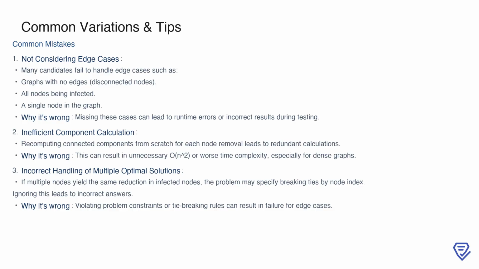Lastly, improper handling of multiple optimal solutions can also be problematic. If there are multiple nodes that result in the same reduction of infected nodes, the problem often specifies breaking ties by using the node index. Failing to account for this tie-breaking rule can result in incorrect answers, as it violates the constraints of the problem. These mistakes can be avoided with careful planning and attention to detail during implementation.